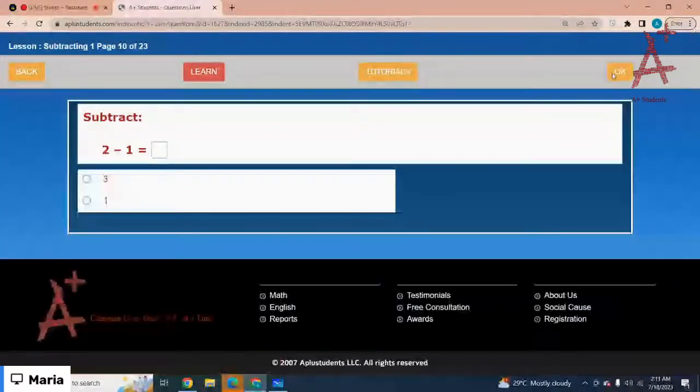The next one is subtract 2 take away 1. So 2 take away 1 is, we've already done this one on the board. So 2 take away 1 is, yes, you have to go back by 1. So it is 1. 2 take away 1 is 1.